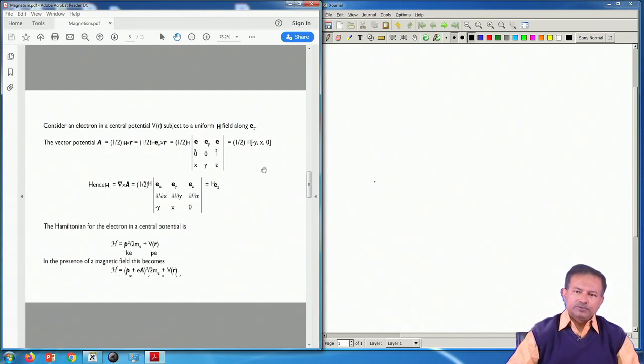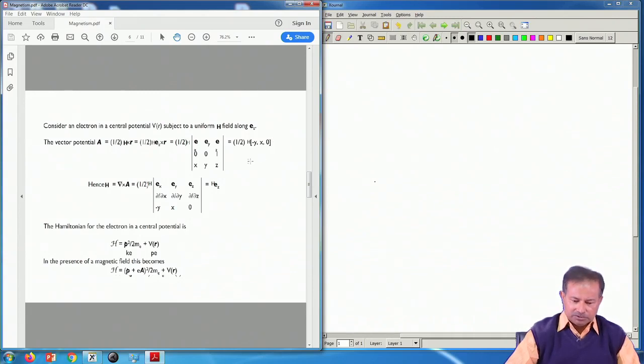So, we put a magnetic field in the z direction, and then the usual arguments that we also used in the Landau problem when we did quantum Hall effect is that this half H cross r is the vector potential, and so that gives me a vector potential which is half H times minus y along the x direction, x along the y direction, and 0 along the z direction. So, this is trivial. This we have already done.